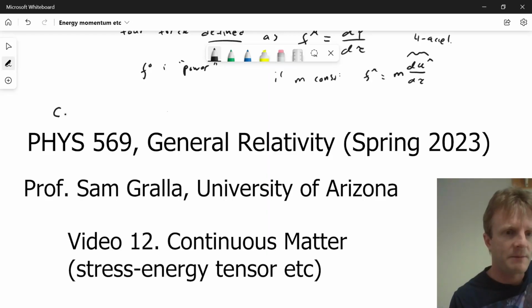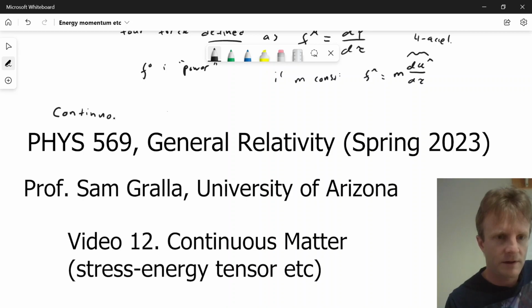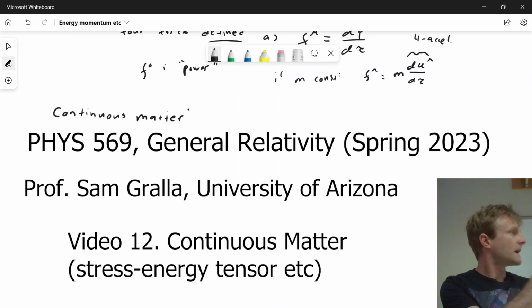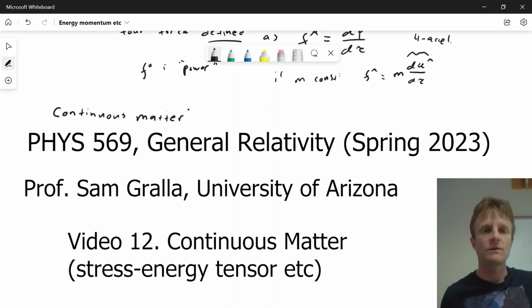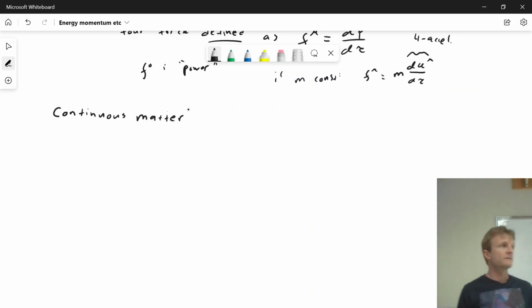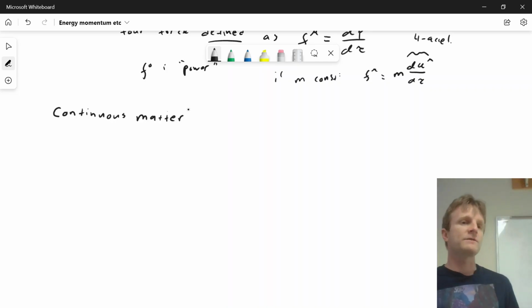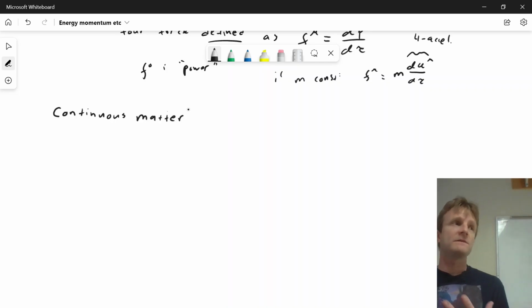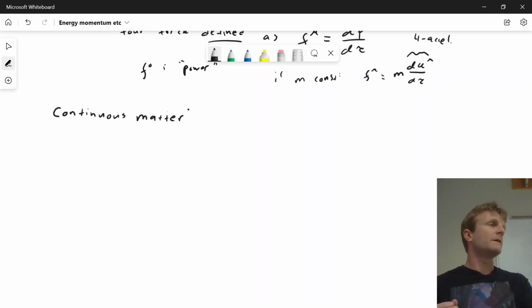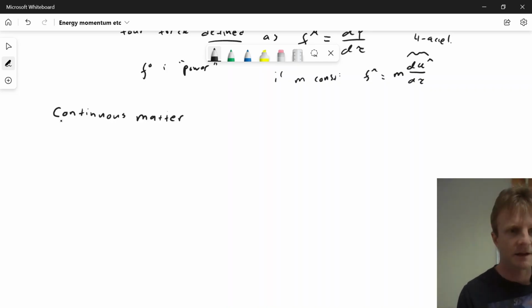And now we need to talk about continuous matter. Continuous matter could mean a fluid, a pencil, a gas, or an electromagnetic field. It doesn't have to be any particular version of continuous matter. I just mean something that's going to be described by densities as opposed to a finite amount of mass at a point or something like that.